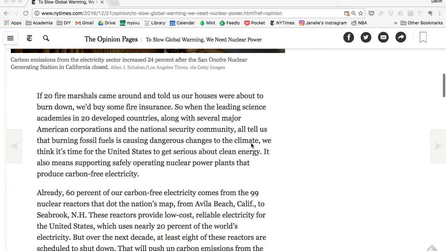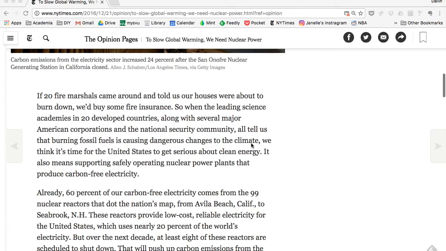Now, our first question is going to be, how do they establish a baseline? So let's look at that first sentence. If 20 fire marshals came around and told us our houses were about to burn down, we'd buy some fire insurance. Notice how they take a hypothetical scenario that their audience is most likely to agree with and put that at the beginning. So they established that the expertise of fire marshals is something that we care about, right?